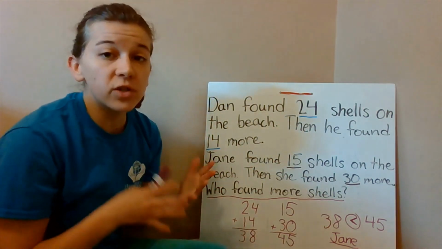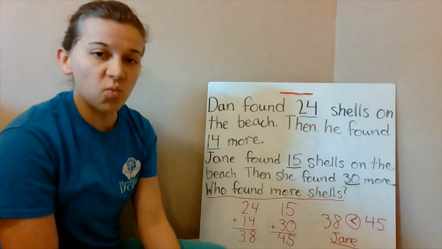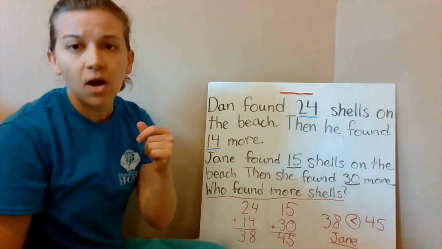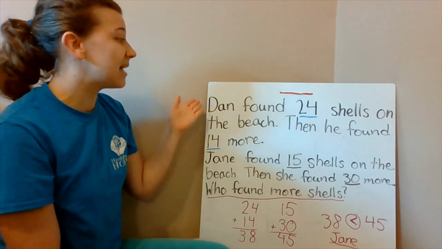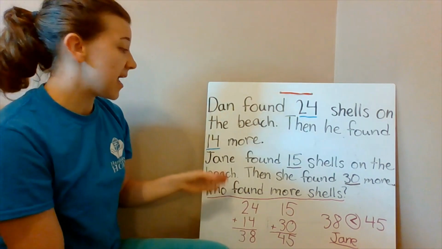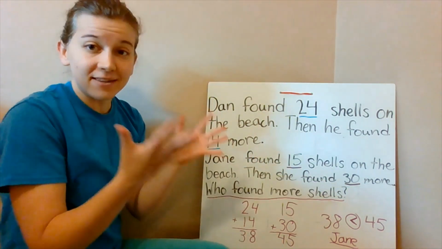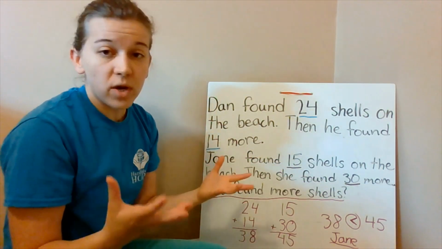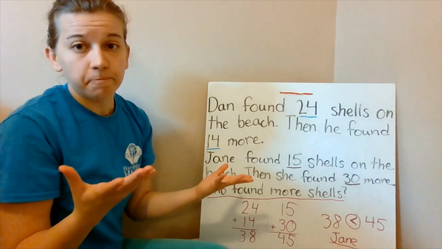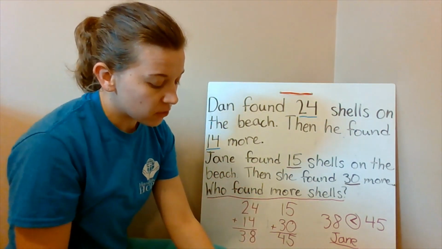So we were able to answer the question, who found more shells? But it took us a few steps to get there. We couldn't just do one addition problem really quickly and get it. We had to take a couple steps. We had to add together Dan's shells and then add together Jane's shells and then look at the two sums and figure out which one was more. And then which one had gathered more.